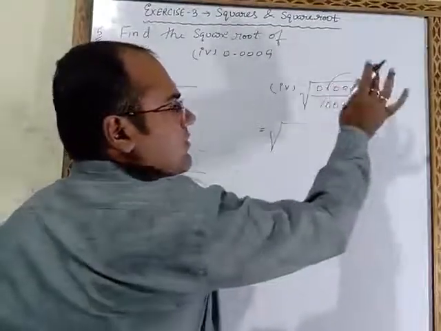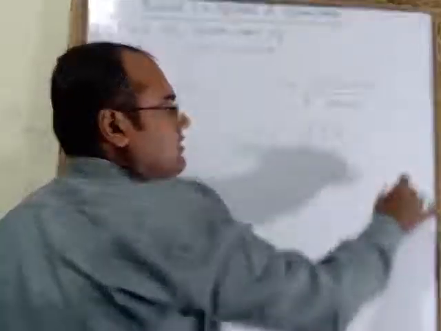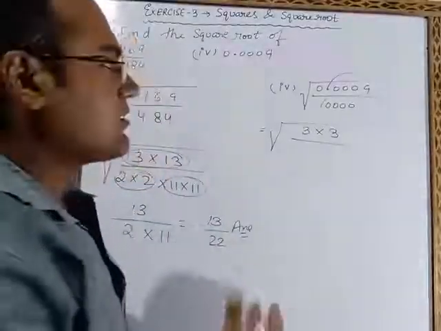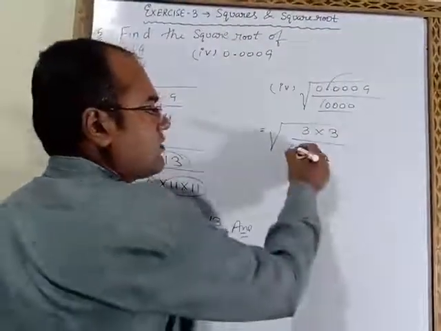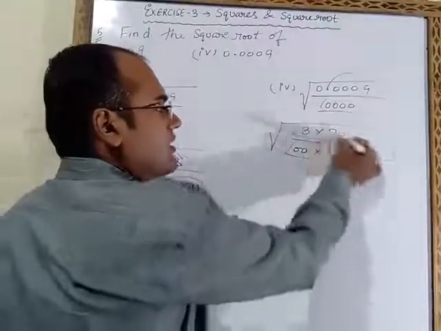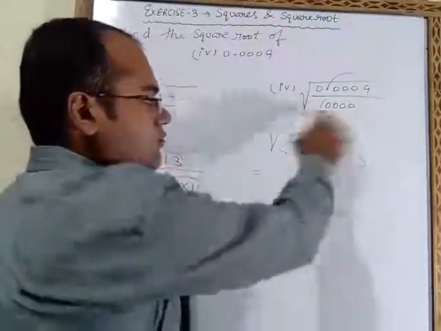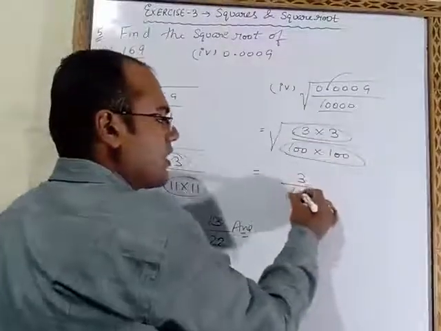Now these 0s do not have any value. So what is here? 9. 9 means 3 multiply 3. What can we write here? 9 is 3 into 3. 4 zeros are there, so we will divide them into two parts: 100 into 100. Now these double numbers, when we remove the square root, we have to write them one time. So 3 upon 100.